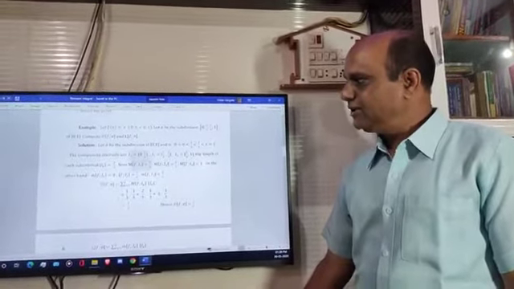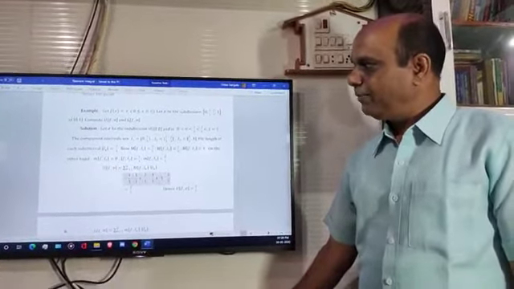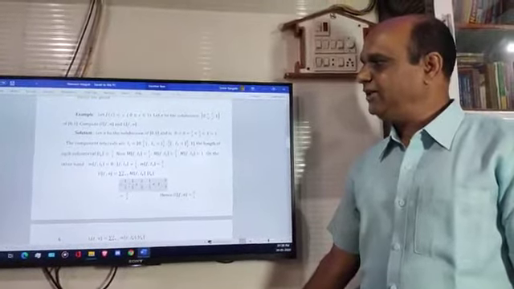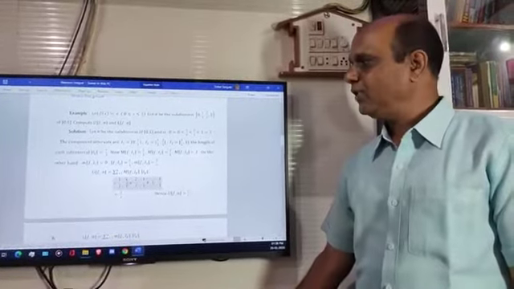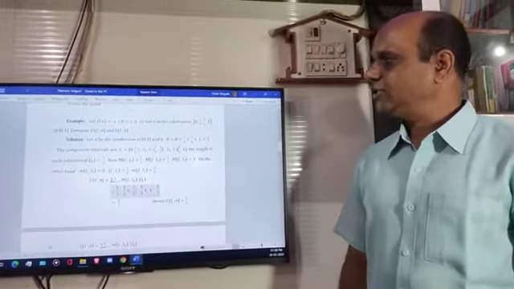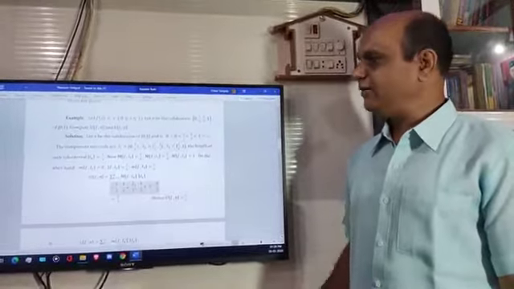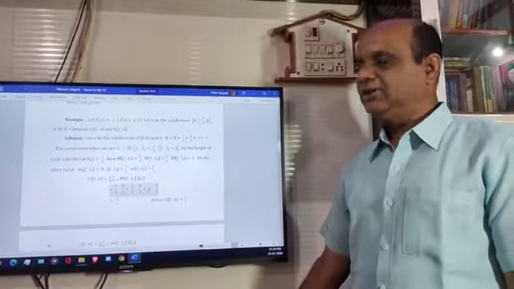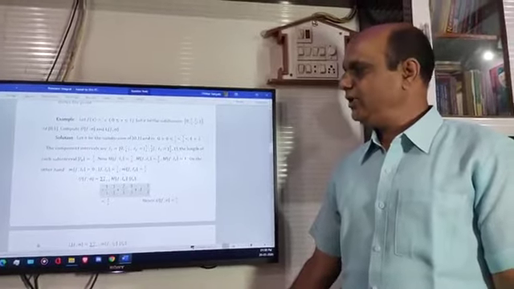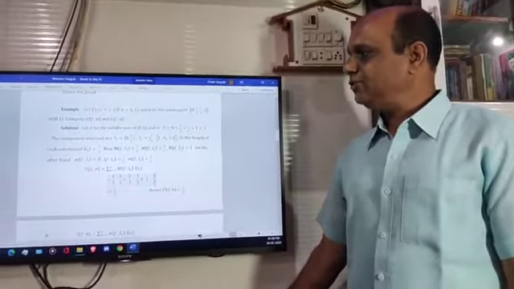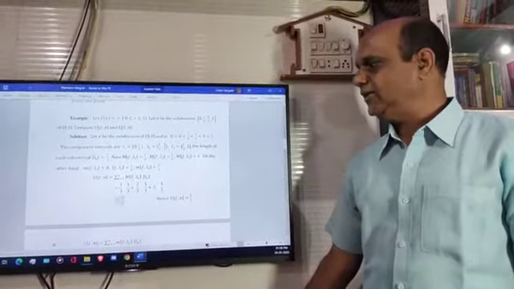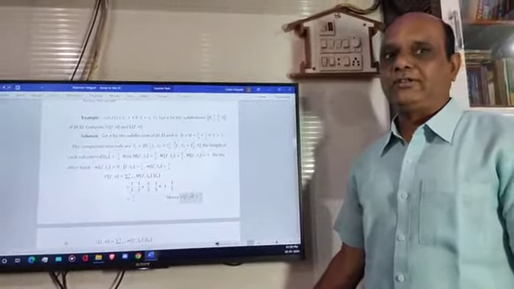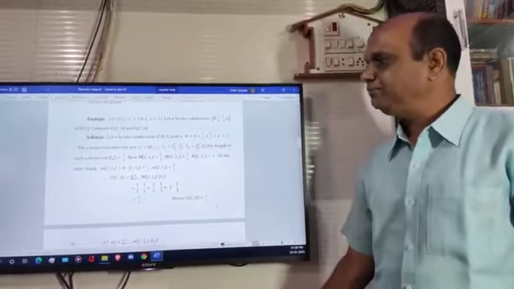And as per these values we will put here: the maximum of the function in the first component interval is 1 by 3, into its length 1 by 3. The maximum of the function in the second component interval is 2 by 3, into its length 1 by 3. And the maximum of the function in the third component interval is 1, into its length 1 by 3. Simplifying this, we get 2 by 3, and hence the upper sum for function f corresponding to the given subdivision is 2 by 3.